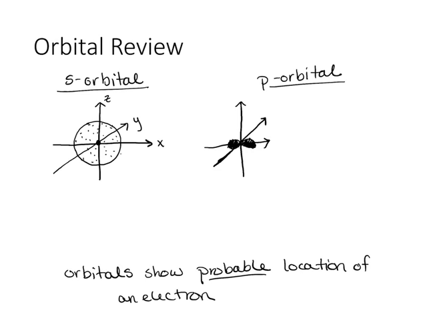Now remember, p orbitals, we have 3 of them. So if we have 3 coordinates, x, y, and z, the p orbitals are going to lie along different axes. So maybe this one is lying along the x-axis. The second p orbital might lie along the y-axis. And the last p orbital, let's say, lies along the z-axis.